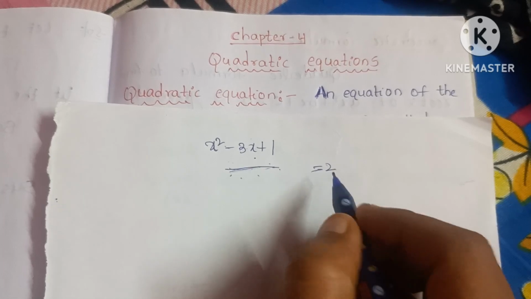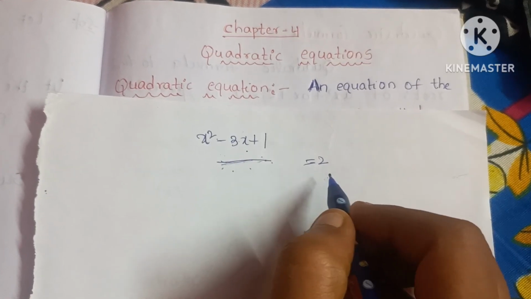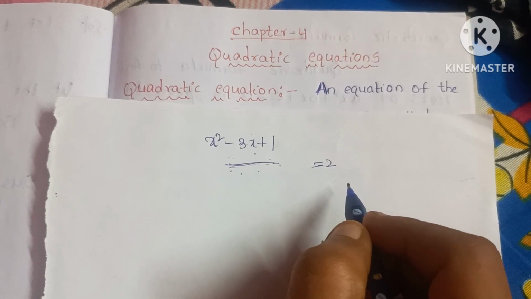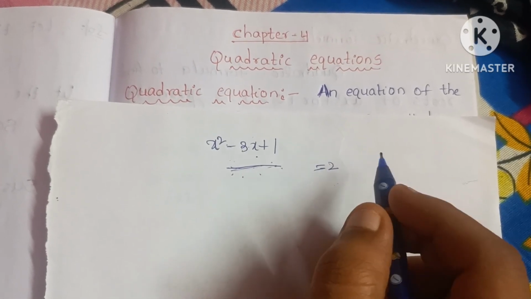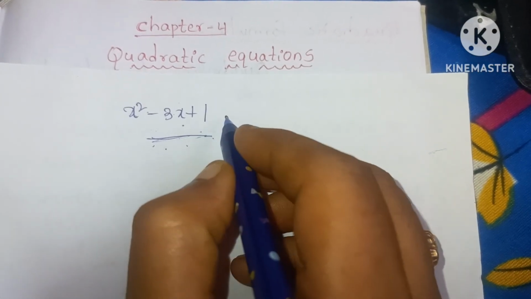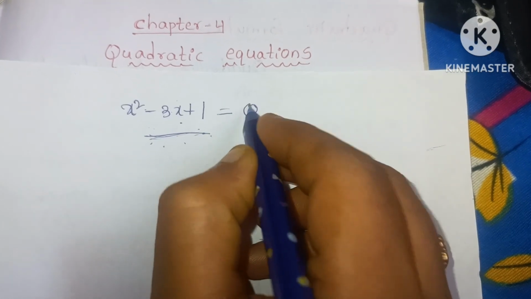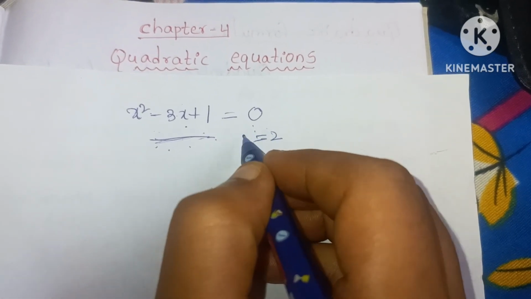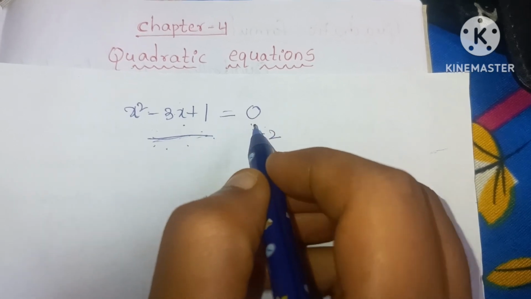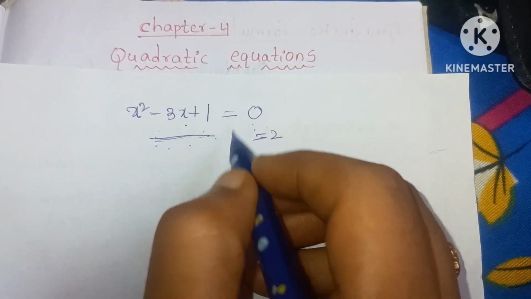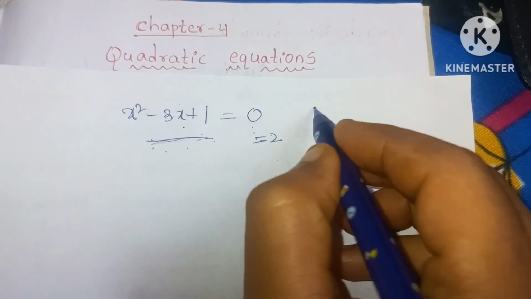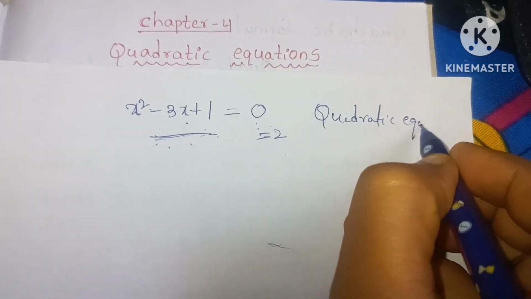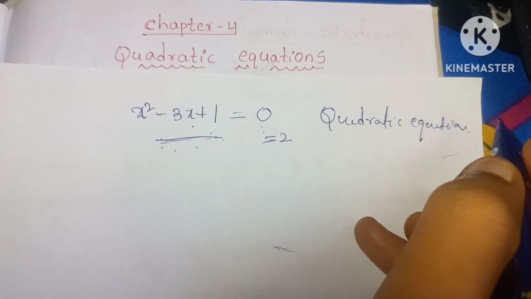Now, having degree 2, this polynomial is called a quadratic polynomial. We have studied this in our previous chapter. When I equate this expression to 0, it becomes an equation. Its highest power is 2, so its degree is also 2. Then this equation is called a quadratic equation.